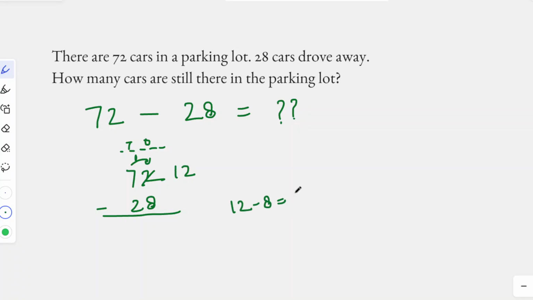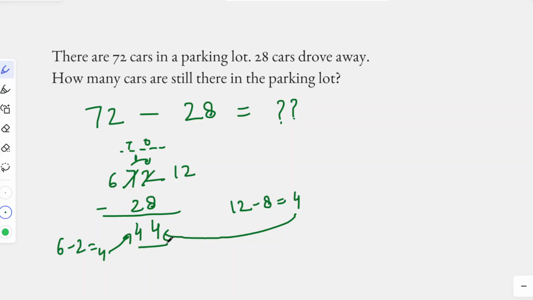12 minus 8 is what? 4. So this 4 will come here. One more thing. This changes. 2 changed to 12 because it borrowed. 7 gave away something, so it is no more 7. It will be reduced to 6. Now 6 minus 2 gives us 4. So this 4 will come here.